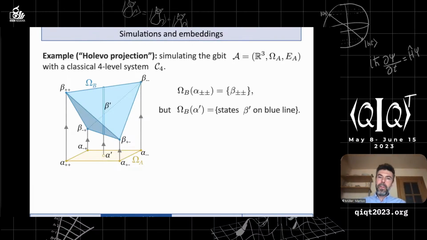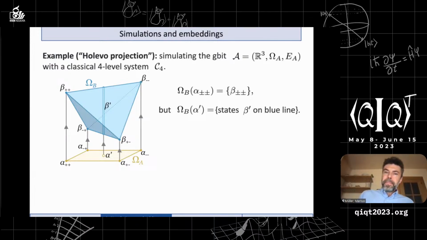So you would say that the corner states of the square, the alpha plus plus, alpha plus minus, and so on, are actually simulated by 4 perfectly distinguishable classical states, the beta plus plus, beta minus minus, and so on. But just probability distributions 1, 0, 0, 0, 0, 1, 0, 0, and so on. But when you now ask, if I do that, how would the mixed state in the center of the square be simulated? Then you realize that it would have to be simulated by more than one classical state, it would have to be simulated by all the classical states beta prime that are on the blue line.